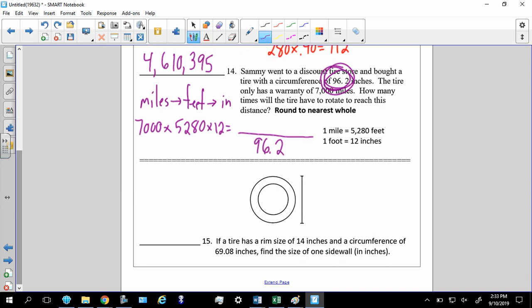All right, question number 15. If a tire has a rim size of 14, and the rim size, I don't even know what the sidewall is, so both of these two will be x's. I'm dealing with the circumference, which you should remember, you divide by 3.14. When you do that, you get 22. All right, so these three things add up to 22.